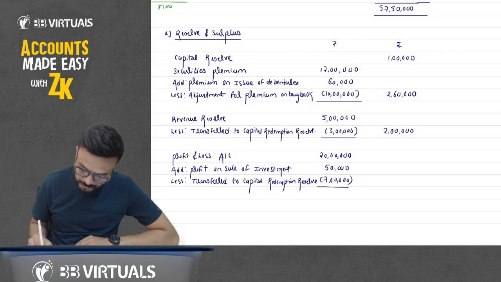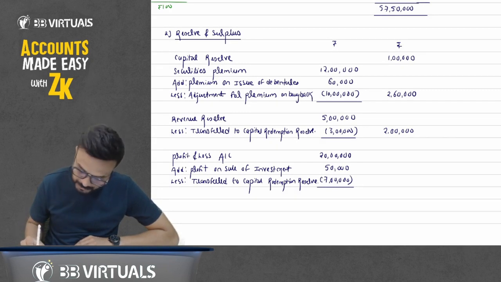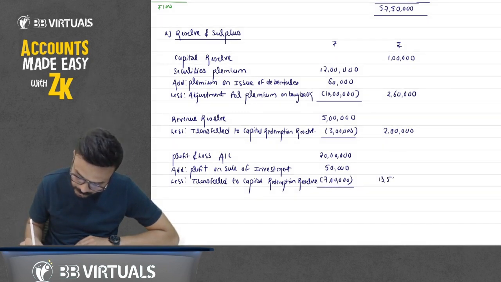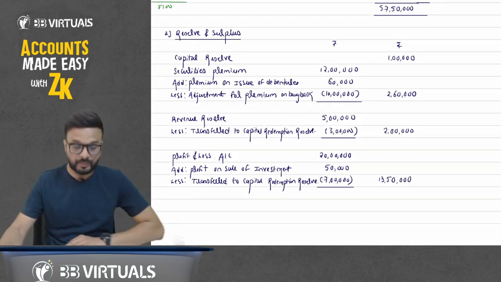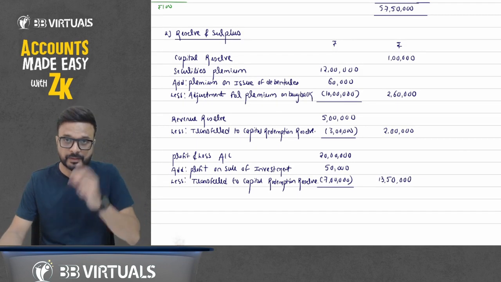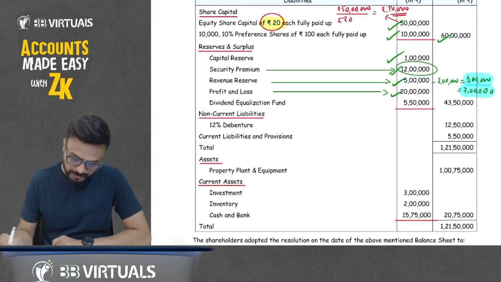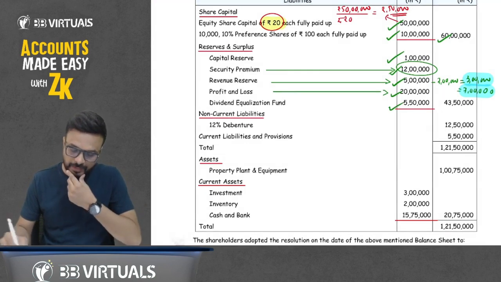So in the outer column it will come 20 lakhs plus 50,000 minus 7 lakhs. It comes to 13 lakh 50,000. How much is it? 13 lakh 50,000. Okay, all of you understand this? 13 lakh 50,000.